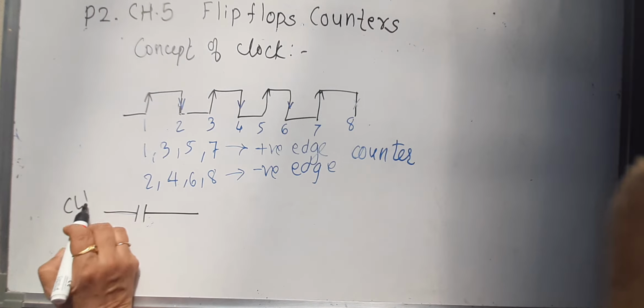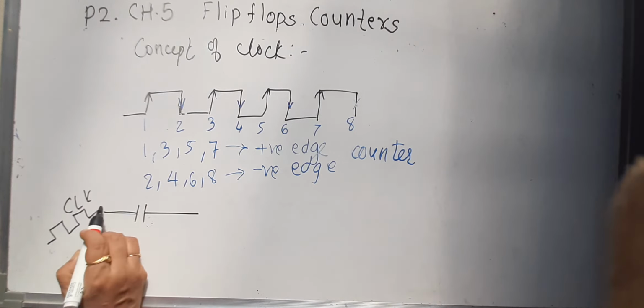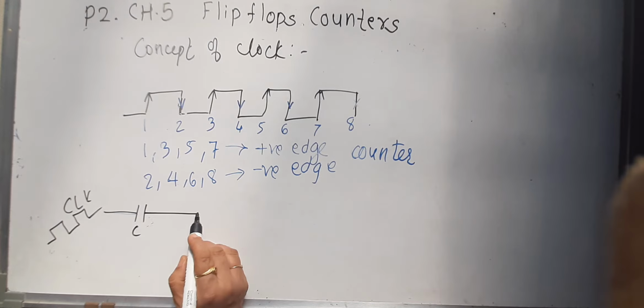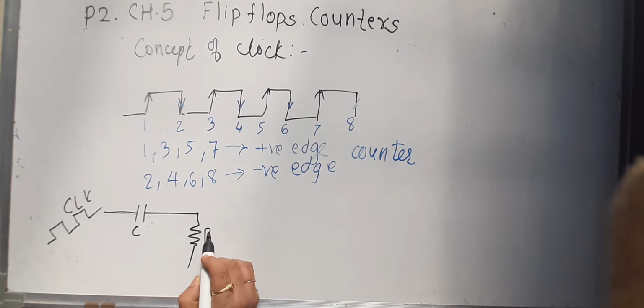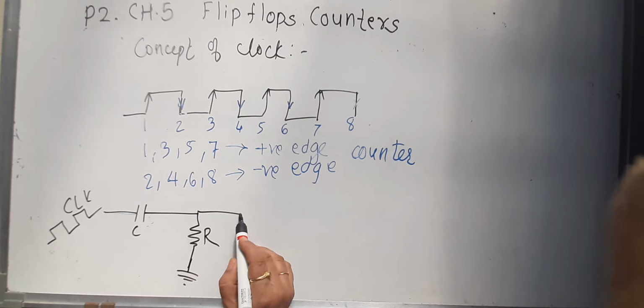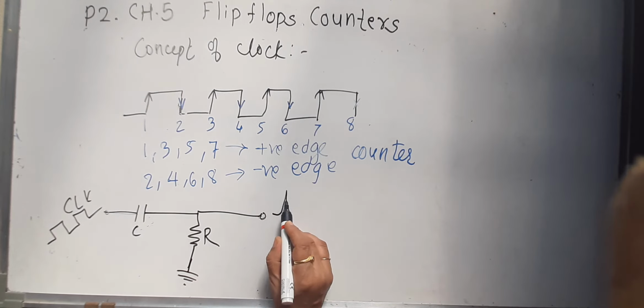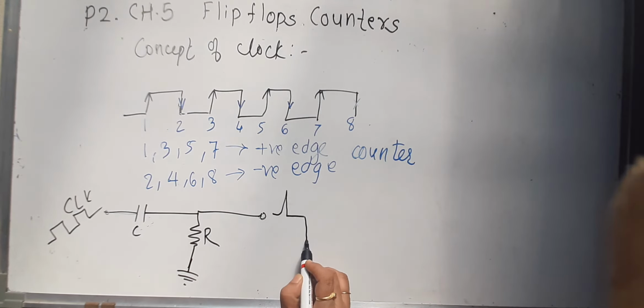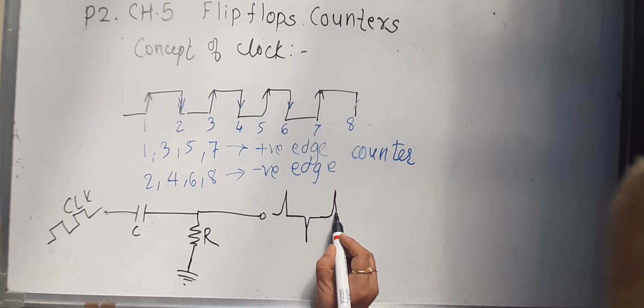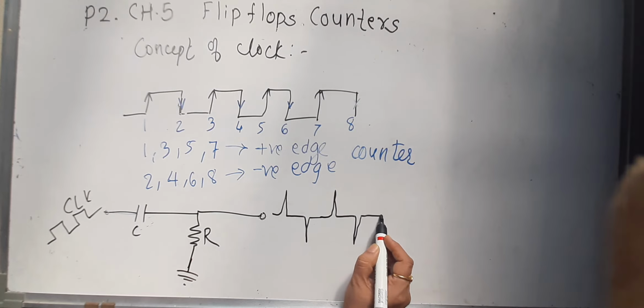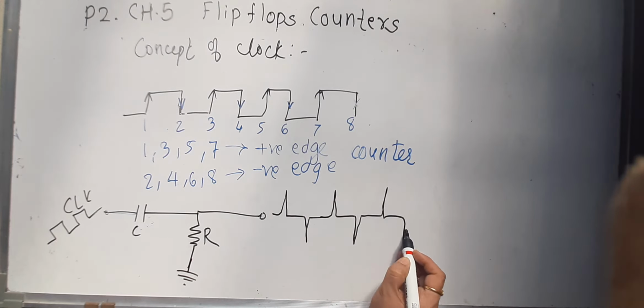This is the clock given, square wave. So we use RC. This circuit is known as differentiator circuit. So after applying clock signal to this RC circuit, then at output here we get the waveform like this. This is positive edge, this is negative edge. Again positive edge, again negative edge, positive edge, negative edge.